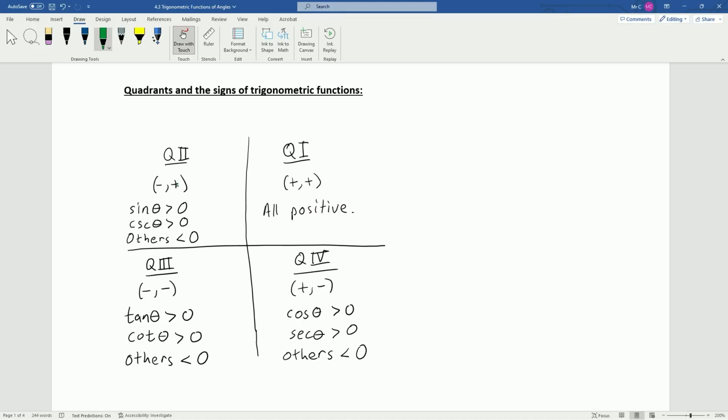Quadrant 2, the y values are positive, so sine and cosecant are positive, but the other trig functions all involve an x factor, so they'll be negative. In the third quadrant, tangent and cotangent are positive because sine over cosine, you're dividing a negative by a negative, and the negatives will cancel, right? So those will be positive, but all the other trig functions will be negative. And finally, for quadrant 4, cosine and secant, which are both just related to the x-coordinates, will be positive, while the other trig functions will have a negative factor and be negative.